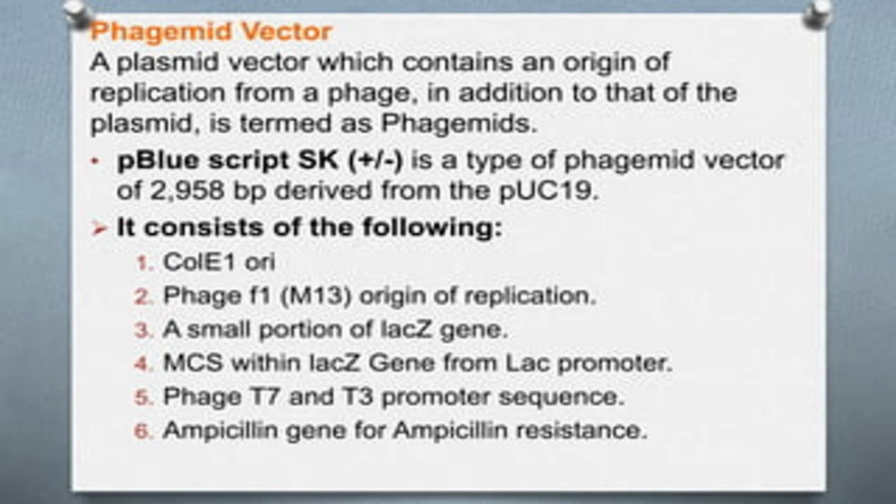And here pBluescript SK, which is positive or negative, is a type of phasmid vector of 2958 base pairs derived from the pUC19.